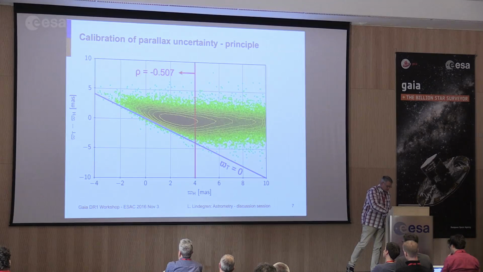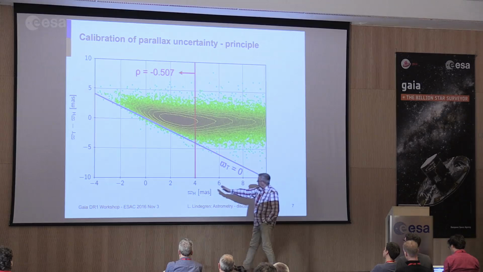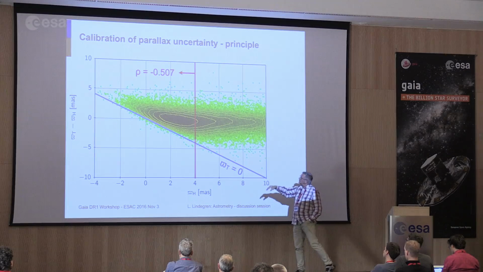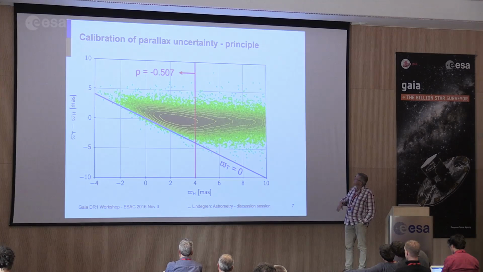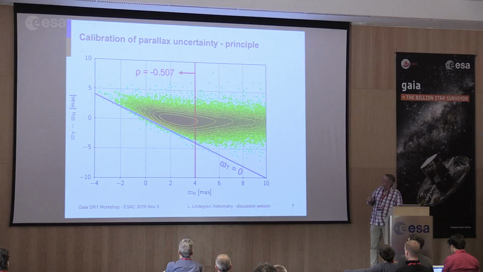Now if we arbitrarily select parallaxes less than 4 here and just compute the correlation coefficient of the points to the left of that, we find a correlation coefficient of minus 0.5, which corresponds to that we have this cue distribution there.